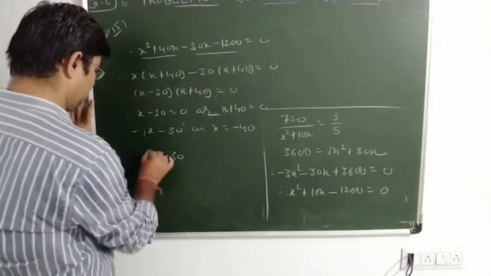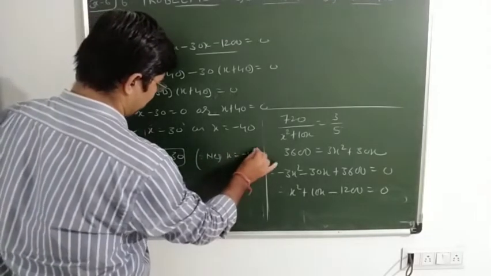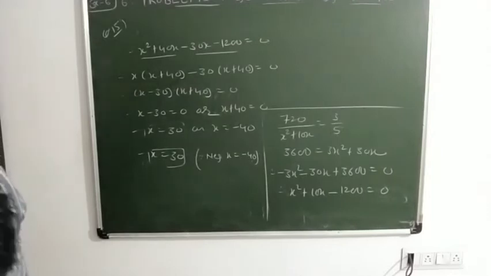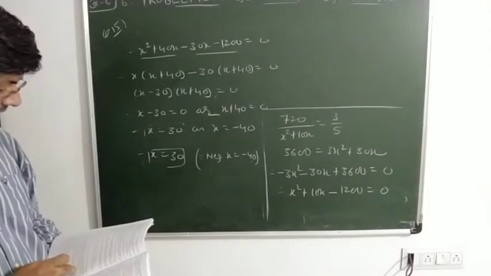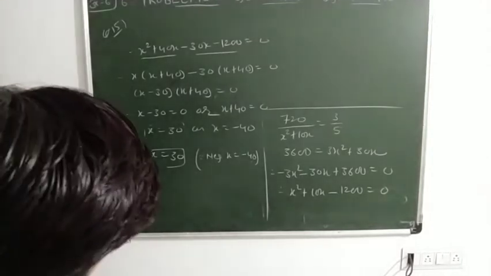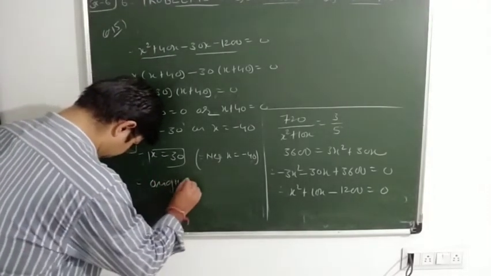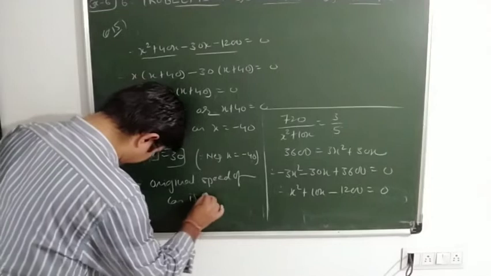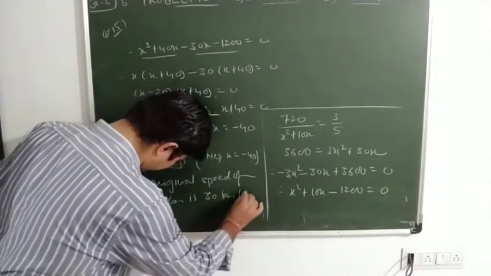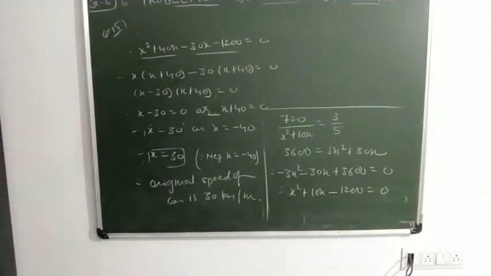Therefore x is equal to 30, since neglecting x is equal to minus 40, and therefore the original speed is 30 kilometers per hour. Yes or no? So finally we'll write down the statement. Therefore the original speed of car is 30 kilometer per hour. Clear? I hope you have understood very well.